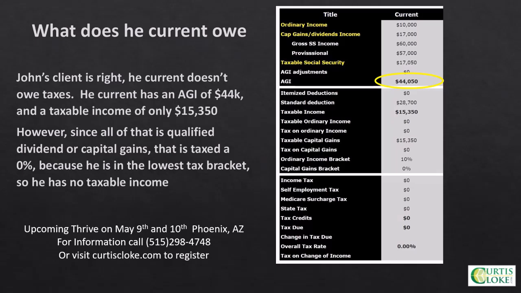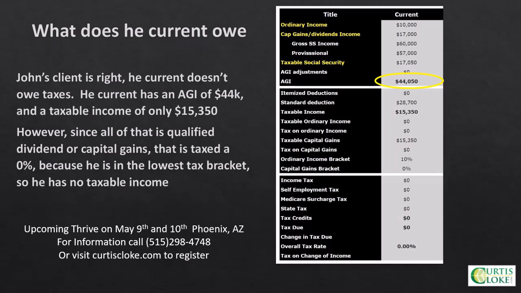So when we look at where they're currently standing, they have about $10,000 of ordinary income, and then they have their Social Security, which is calculated through the provisional income formula, and of course their capital gains and dividends. And what we get is an AGI of approximately $44,000. When we subtract out the standard deduction, we're left with approximately $15,000. And how the math works, that entire $15,000 of taxable income that's left is all qualified dividends.